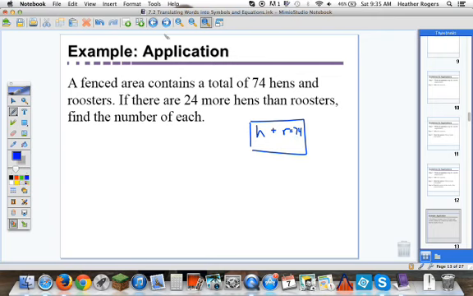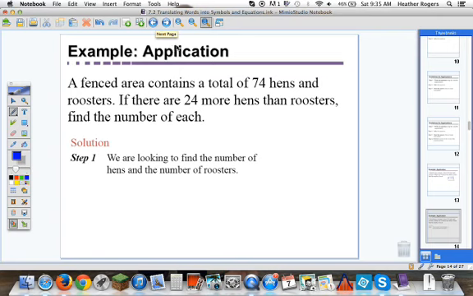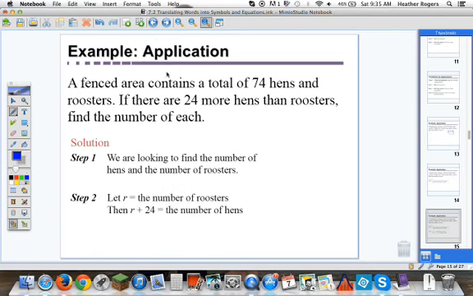Okay, so we read the problem. We're looking to find the number of hens and the number of roosters. We're going to let R be the number of roosters. That makes sense, R for roosters. But we don't want to leave hens in terms of H. We're going to talk about the roosters in terms of R, but we need to also talk about the hens in terms of R. Well, we know that there's 24 more hens than roosters. That tells me there's 24 plus R equals the hens. 24 more hens than roosters means 24 plus R. However many roosters, there's 24 plus R hens.